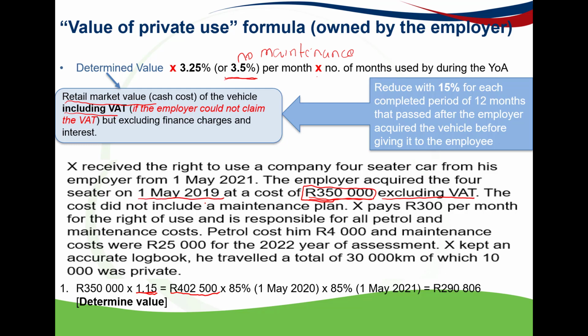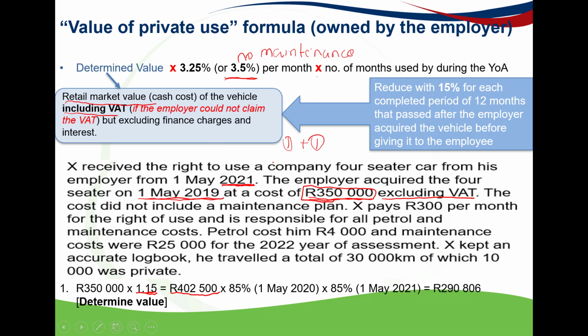So remember, because the employer bought this vehicle or acquired it on the 1st of May 2019, if we count from the 1st of May 2019 until the 1st of May 2021, which is the date on which this vehicle was provided to the employee, we see that completed periods of 12 months would be 2. So it would be from the 1st of May 2019 until the 1st of May 2020, that would be 1 year, plus from the 1st of May 2020 to the 1st of May 2021 would be another year. So there are 2 completed periods of 12 months, right?